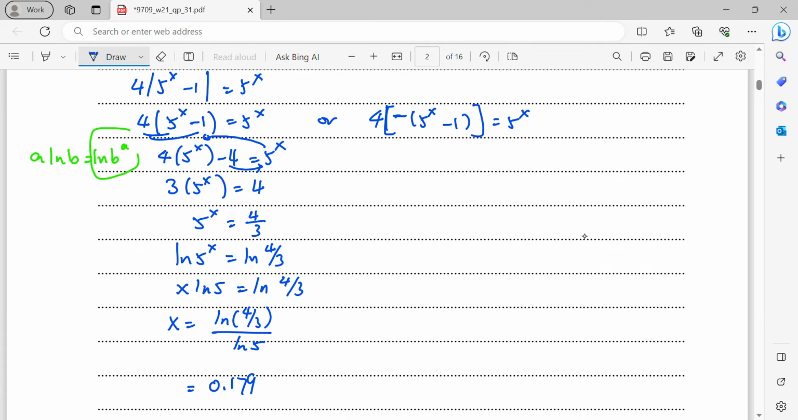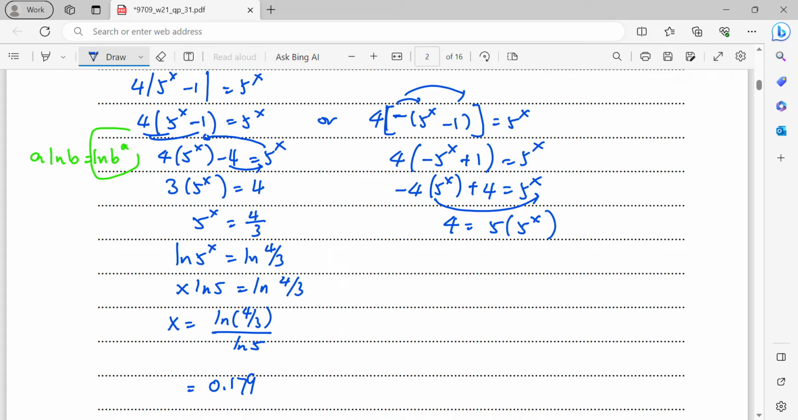And then my second solution is I need to expand this negative. So it will be 4 bracket minus 5 to the power of x plus 1 equals 5 to the power x. Then I'll do expansion, negative 4 of 5^x plus 4 equals 5^x. This term moved to the right side, becomes plus. So now I will get 4 equals 5 to the power of x plus 4 times 5^x, which means 5 times 5^x. Then from here I need to get the x. Therefore, I move this 5 to the other side. It becomes divide. Then now take ln both sides.